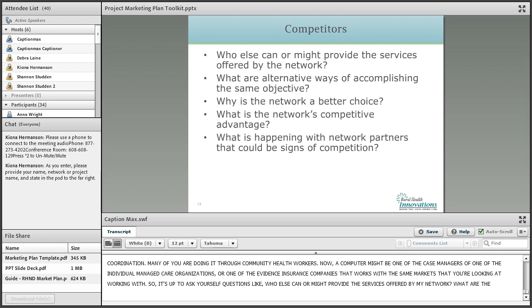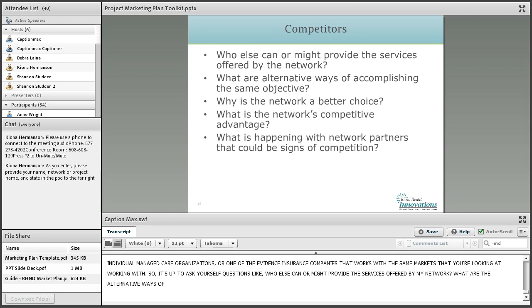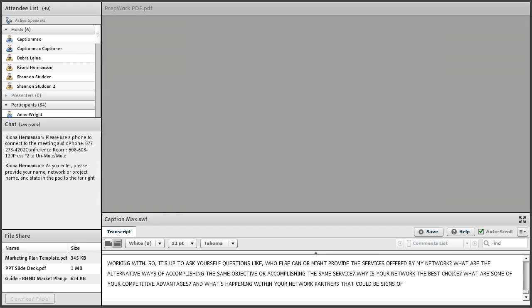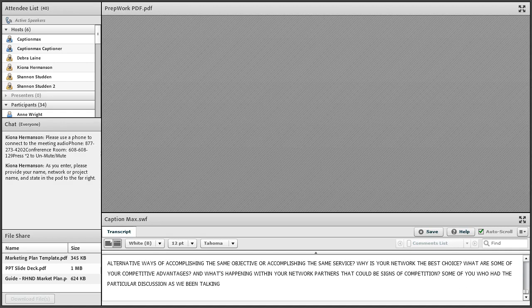So it's important to ask yourself questions like, who else can or might provide the services offered by my network? What are the alternative ways of accomplishing the same objective or the same service? Why is your network the best choice? What are some of your competitive advantages? And what's happening within your network partners that could be signs of competition?